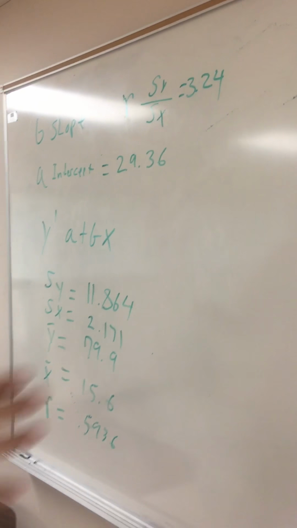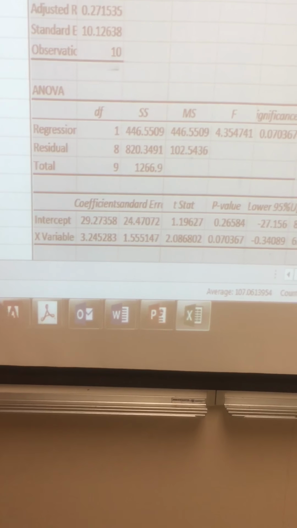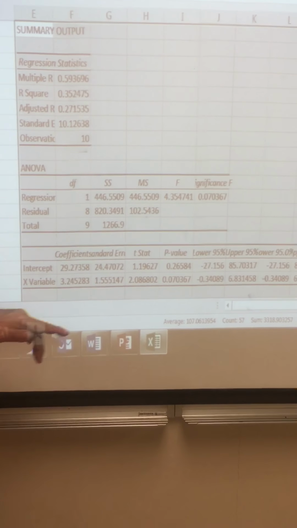So I can do this by hand, but I don't have to. You just have to be able to know where to find the stuff. This is the intercept, and that's the slope. You don't have to do it by hand. I just wanted to show you how to do it by hand.